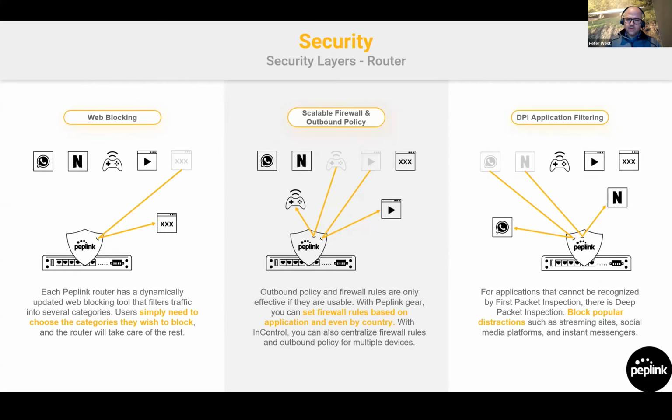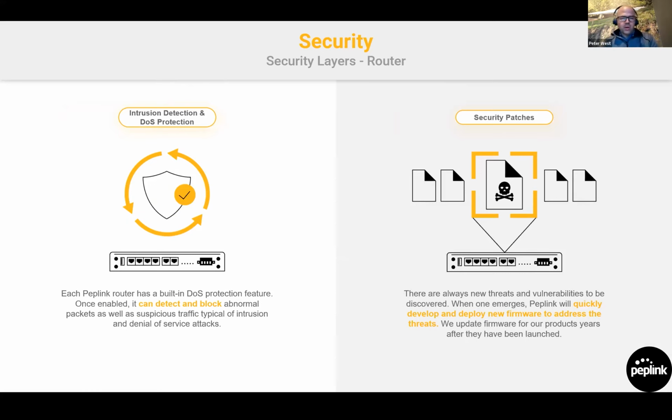Definitely. So built right into our router, we have incredibly robust blocking capabilities with web blocking, firewall, outbound policies, and application filtering. We also have, like I said a few minutes ago, intrusion detection and DOS protection. And it's literally just a checkbox to turn that on, and it's going to look for that rogue traffic. And then what's really cool about Peplink is our security patches.